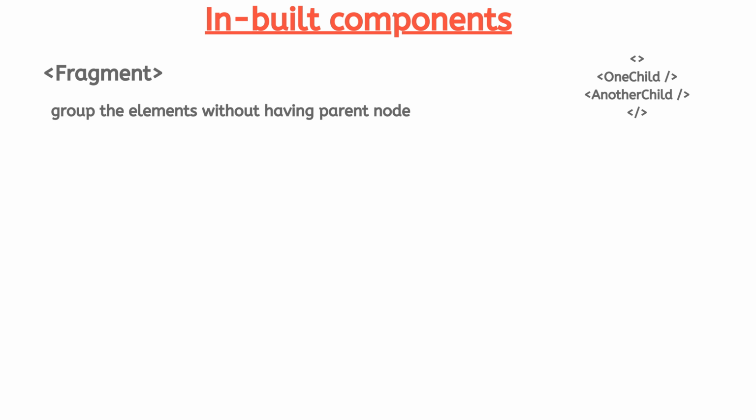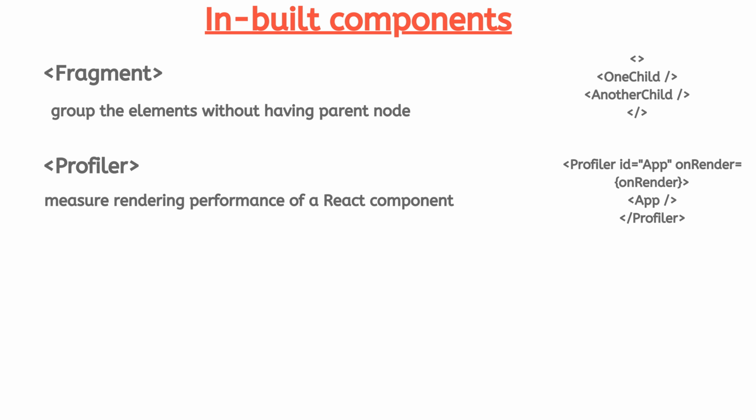So the next one is Profiler. The Profiler will measure the rendering performance of a React component. When the component is rendered onto the browser, it will calculate the performance of this particular component and it will display the results. For that reason we need to keep this complete app component within the Profiler, and we can pass an ID as well as an onRender function.